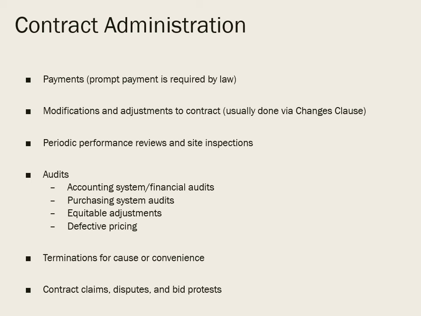COs can also modify contracts. COs can request audits from financial organizations within the government. For instance, the Defense Contract Audit Agency, DCAA, will come in and audit a lot of contracts to make sure that the contractors are using appropriate accounting systems, just making sure that basically everything is above board.